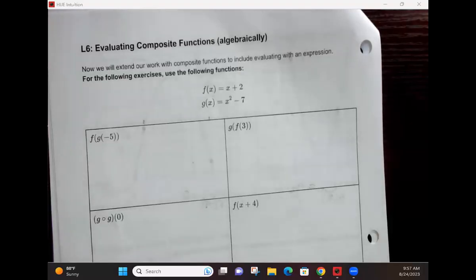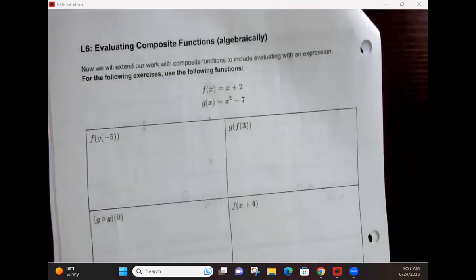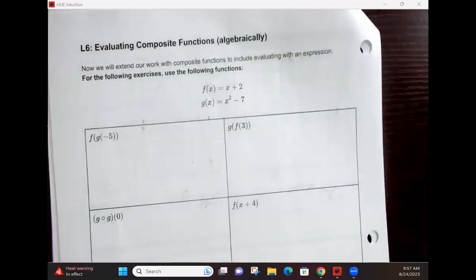Alrighty, so we are going to continue to talk about composite functions today. We saw composite functions yesterday as well, and we were evaluating at a specific value, like what you see for these first couple of problems. So I want to start there, a little refresher of what we've already talked about. So I've got f of x and g of x up here at the top.